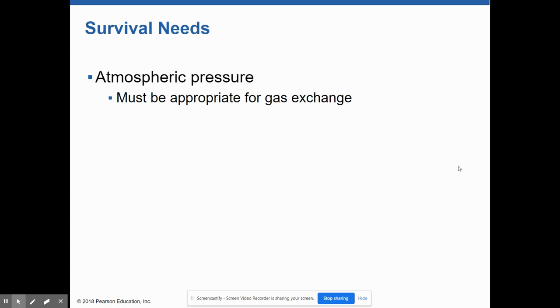And then atmospheric pressure is necessary for survival, and it needs to be appropriate for gas exchange. The reason for this is our respiratory system relies on atmospheric pressure to breathe. Your diaphragm, when it contracts, drops down, which increases the volume in your lungs, and that decreases the pressure in your lungs relative to the atmosphere. Because of Boyle's law, the gases want to reach equilibrium between pressure inside and outside, so air rushes into your lungs.